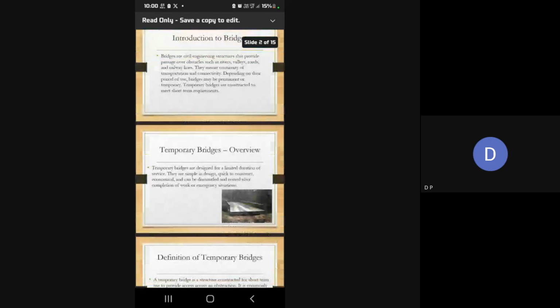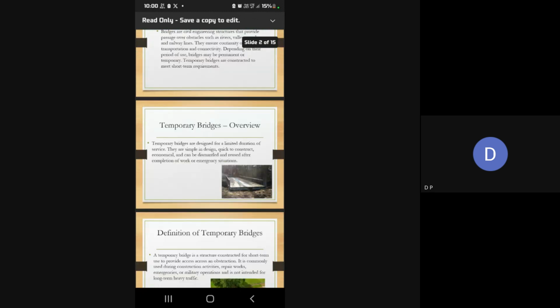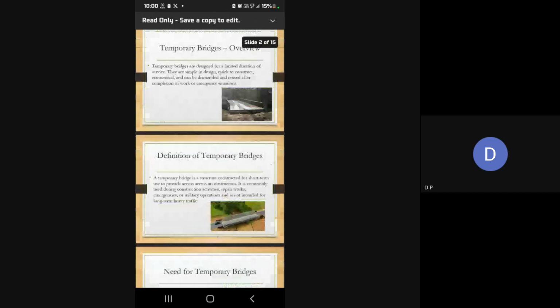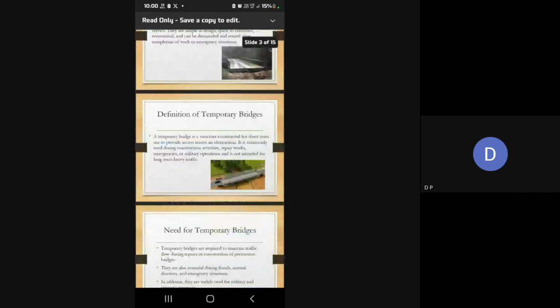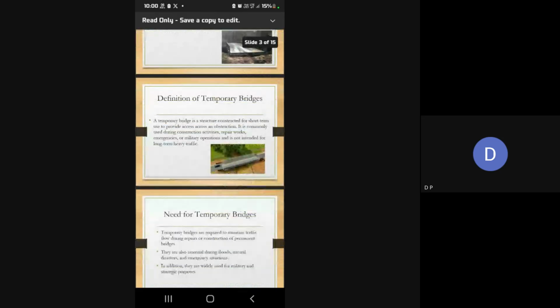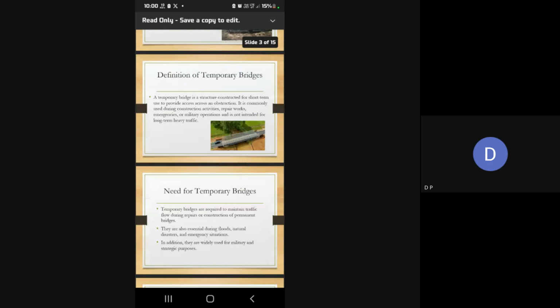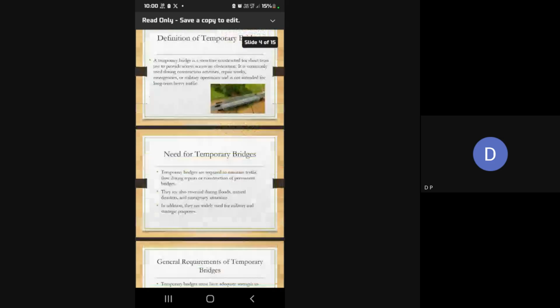Overview. Temporary bridges are designed for a limited duration of service. They are simple in design, quick to construct, economical, and can be dismantled and reused after completion of work or emergency situations. Definition: a temporary bridge is a structure constructed for short-term use to provide access across an obstruction. It is commonly used during construction activities, repair works, emergency, or military operations, and is not intended for long-term heavy traffic.